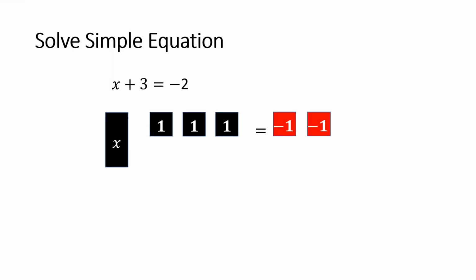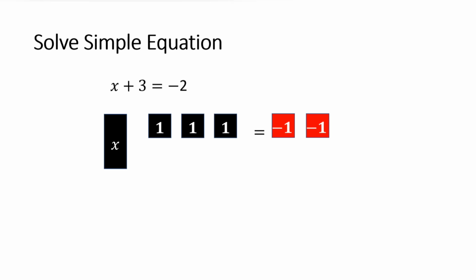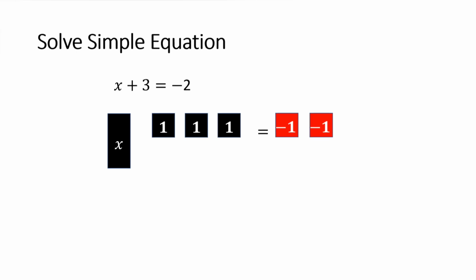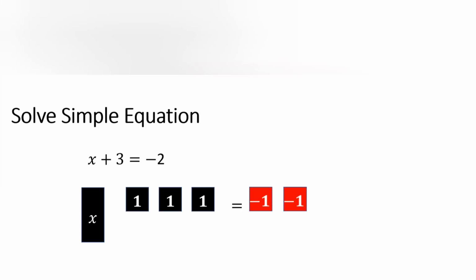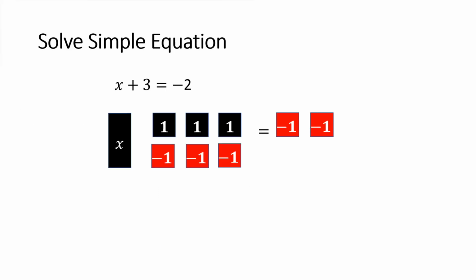To isolate x, we are going to add 3 of the negative tiles so that we can nullify these tiles or make them 0 pairs. This is done like this. But because we added 3 of the negative tiles on the left-hand side, we need to also add 3 of the negative tiles on the right-hand side to maintain the balance.